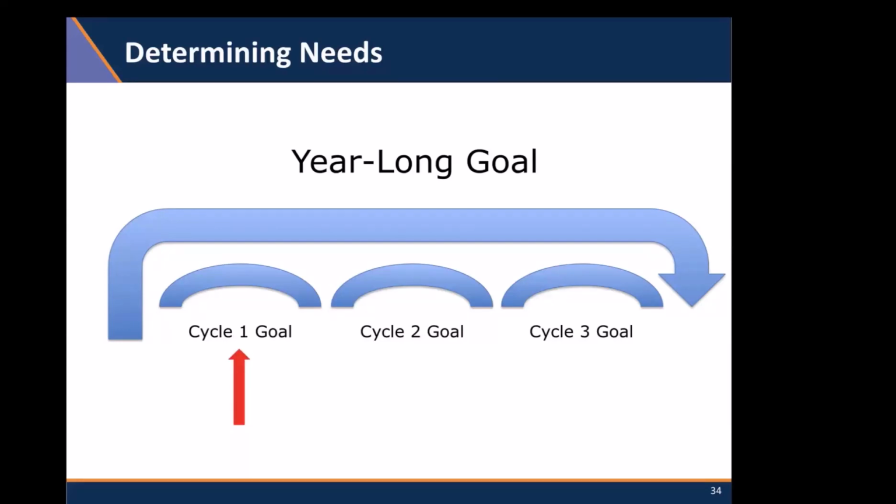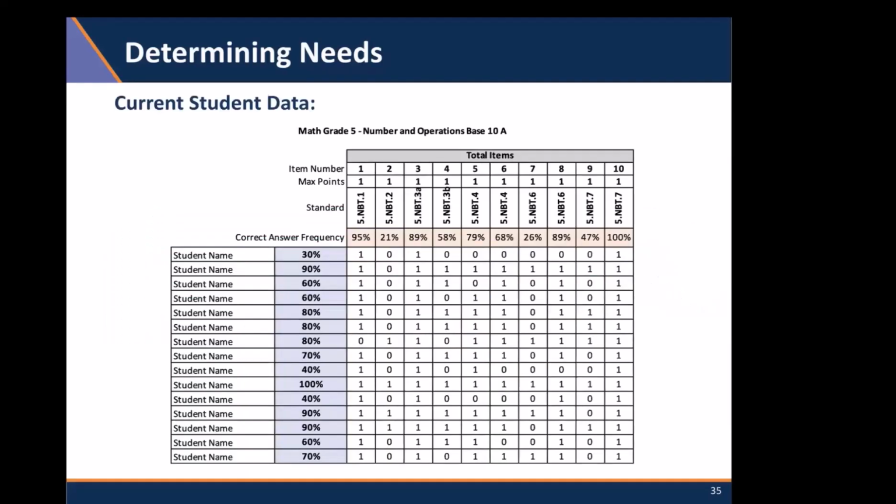So we're going to start with cycle 1. And this is some current student data. So this was our initial assessment. We figured out our year-long goal. We're giving this initial assessment, and we're seeing how our students are doing in our tier 1 instruction. What do all of our students need?